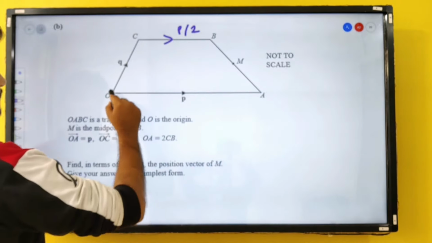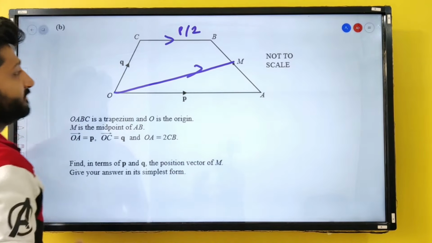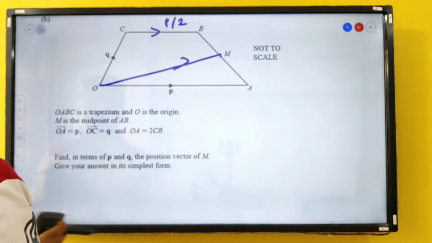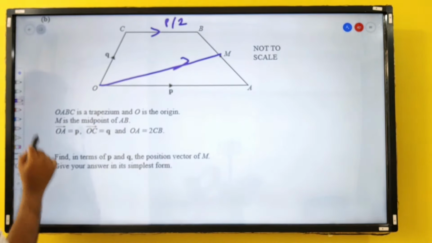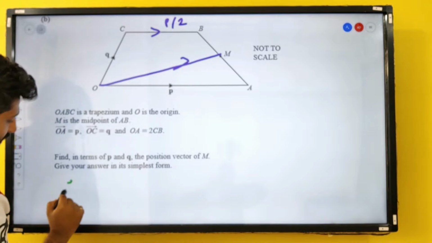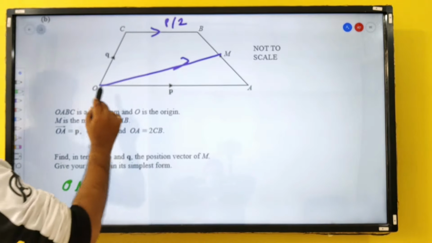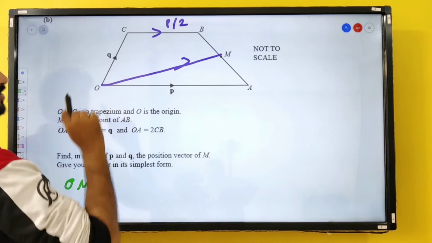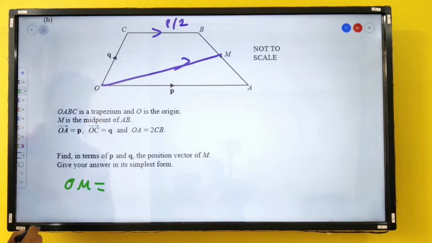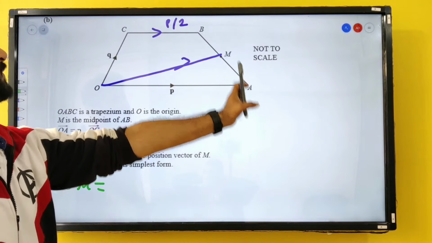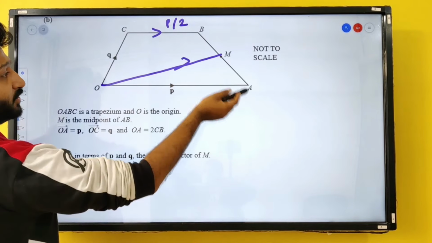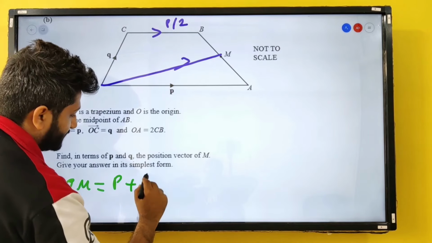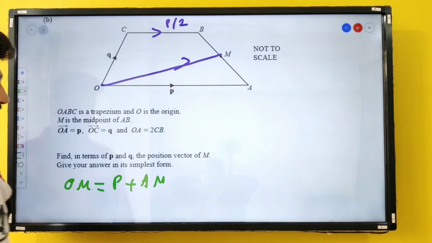Find the position vector of M. Okay, so we are supposed to find position vector of M. Position vector means vector with respect to origin. So my OM, let me write my OM. You can go both the ways. You can go from here to here, or you can go from here to here. Let's say I am going from here, then I am going to here. From OA to AM. So your OA is P plus AM, right?